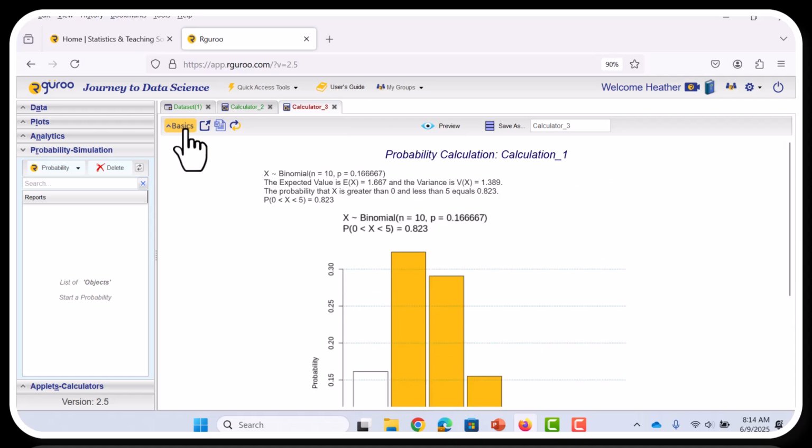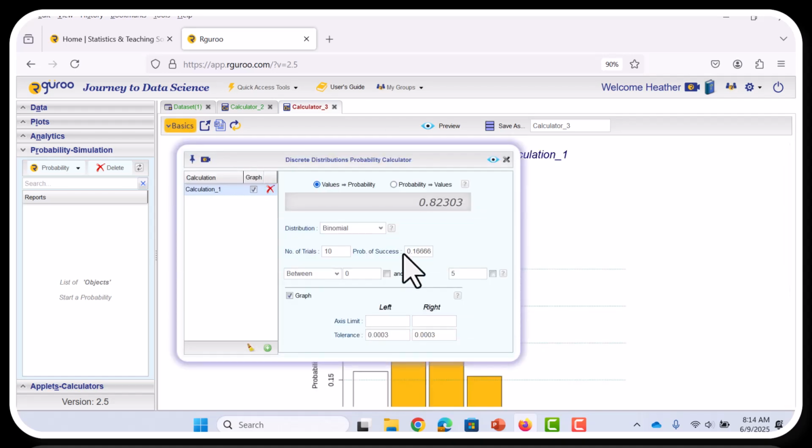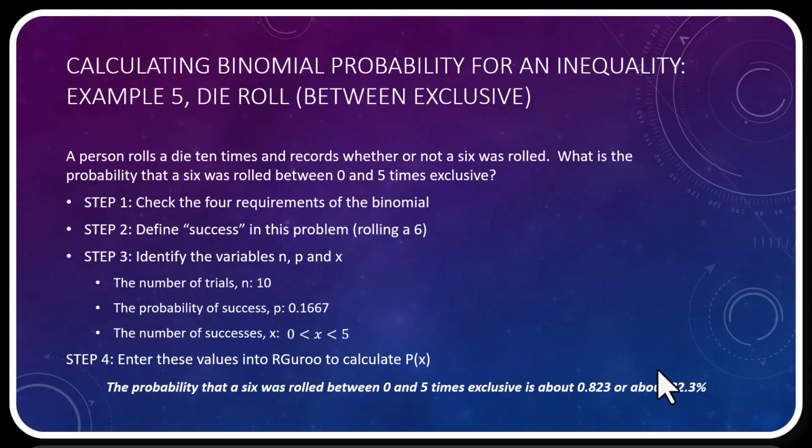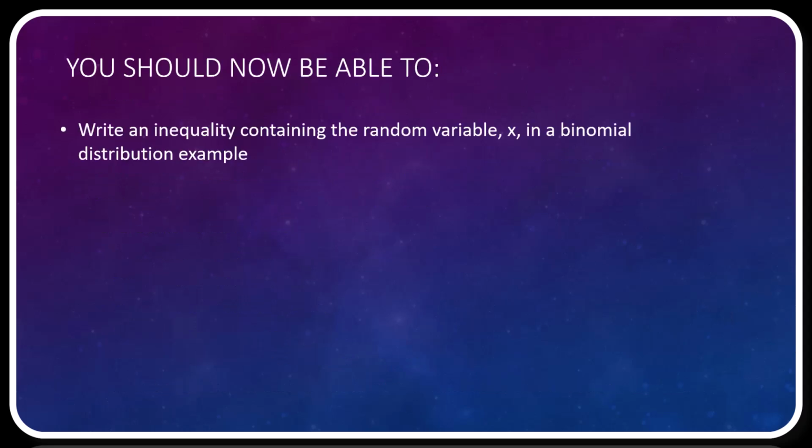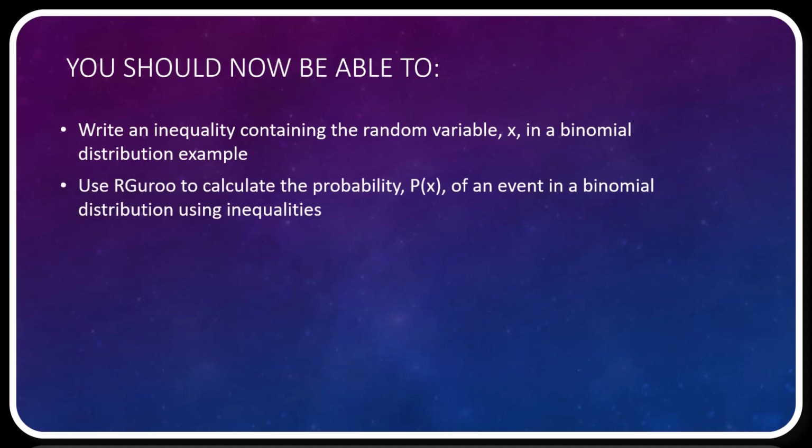Okay, so again, just to remind you, it seems super trivial and the boxes are so tiny that you might even miss them, but you want to make sure that you are thinking about whether you want to check one or both of these boxes as you do these problems. As you can see, the probability is about 0.82303. So that's about 82.3%. Now that you have watched this video, you should be able to write an inequality containing the random variable x in a binomial distribution example. Use RGuru to calculate the probability p of x of an event in a binomial distribution using inequalities.